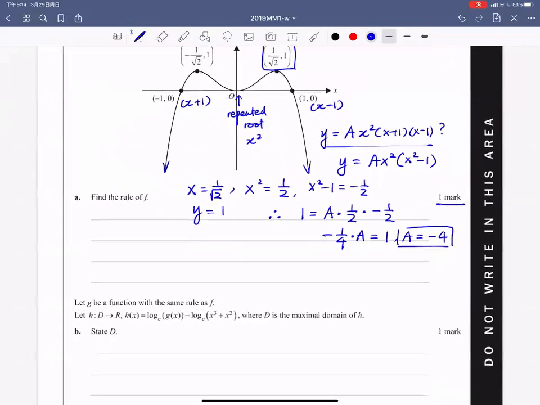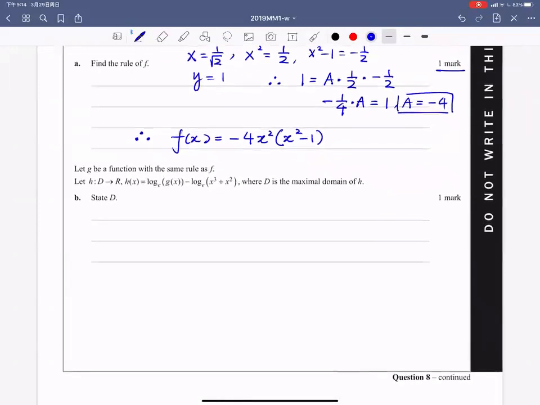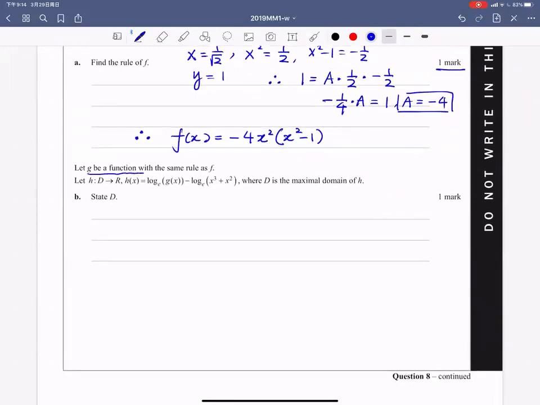Never give up. And don't forget to restate the rule of f. Therefore, your f of x, which is this y here, f of x should be minus 4x squared times x squared minus 1. Okay? All right. Let g be a function with the same root as f. So h of x equals log e g, which is log e f, isn't it?